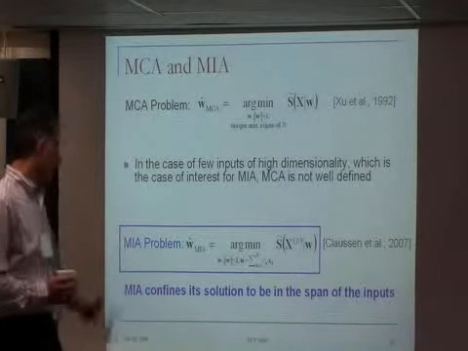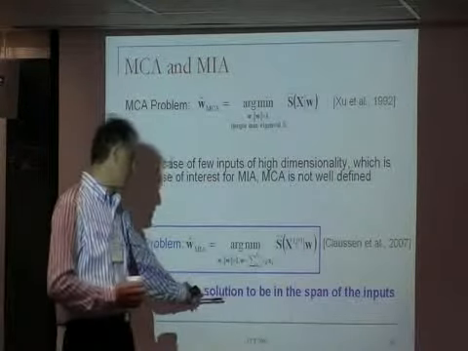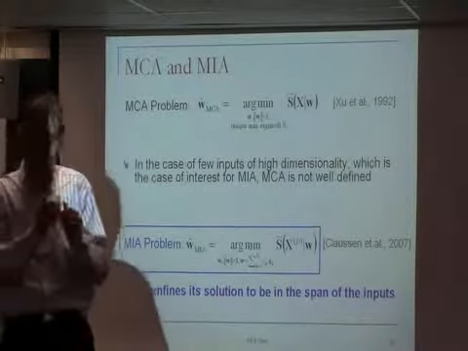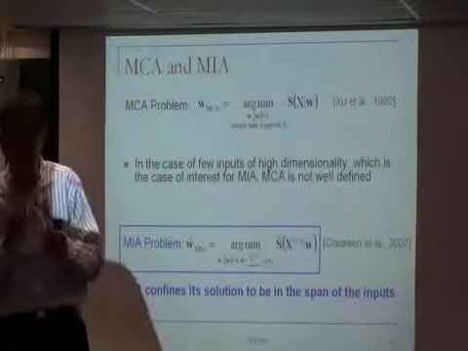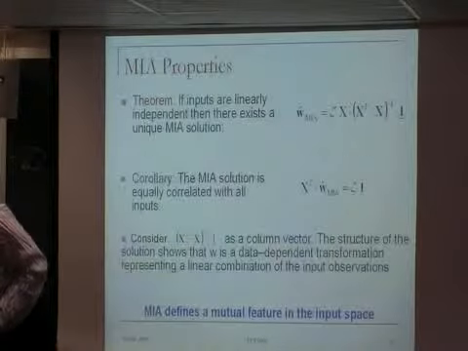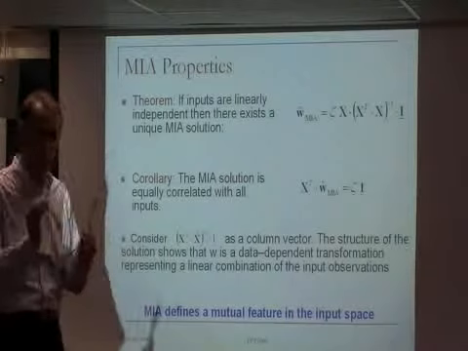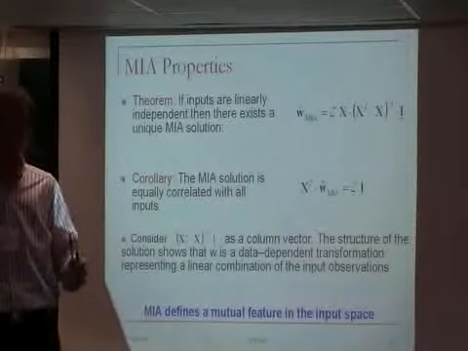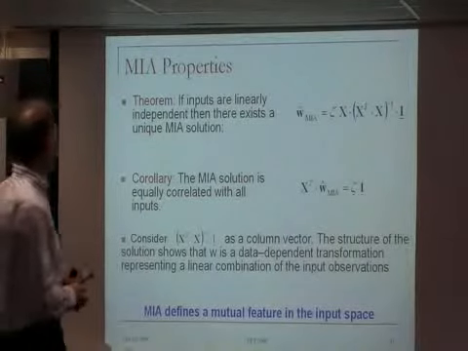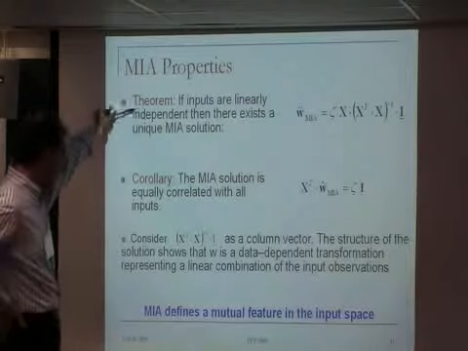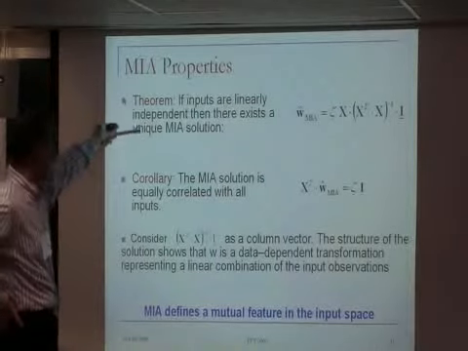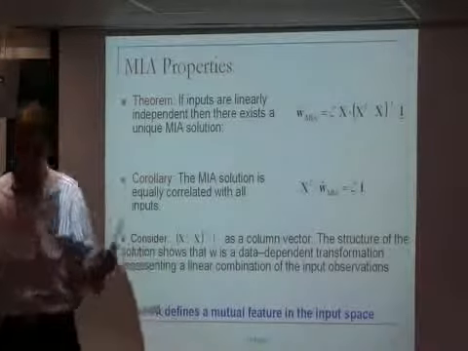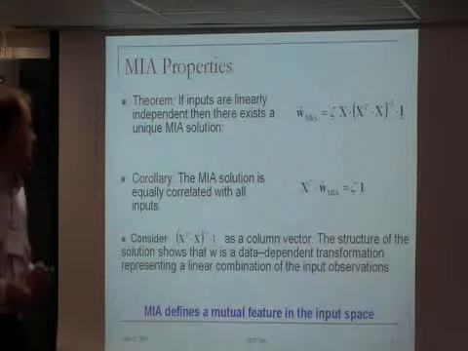Right? So, okay, I highlight again that we confine the solution to be in the span of the inputs. And that's what we originally did, and there are some reasons why we did that. I'll not go into all the details, but I'll show you alternative interpretations of these criteria that will make much more clear what exactly is happening there. Right, well, if inputs are linearly independent, there exists a unique MIA solution. And this is the solution. It can be relatively easily demonstrated.